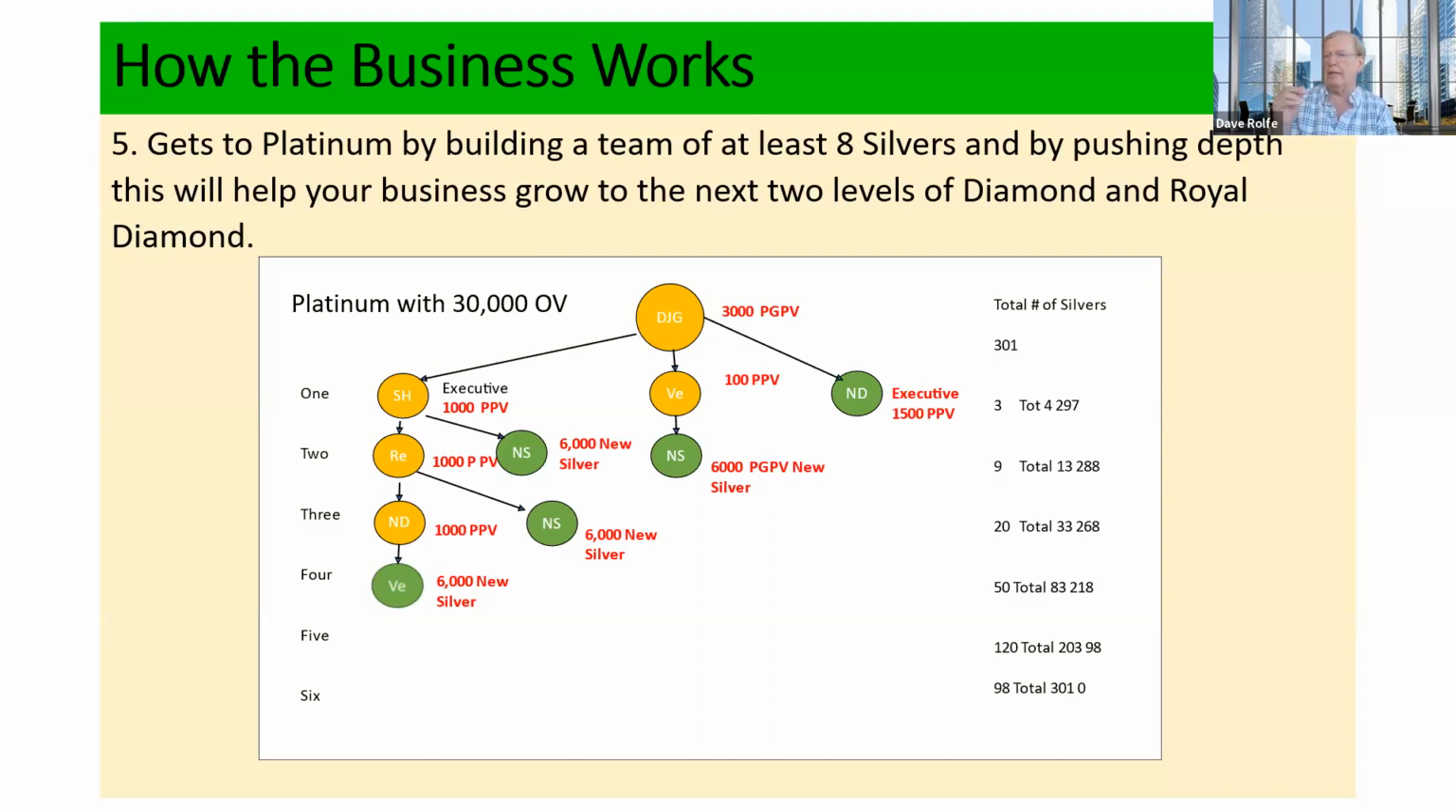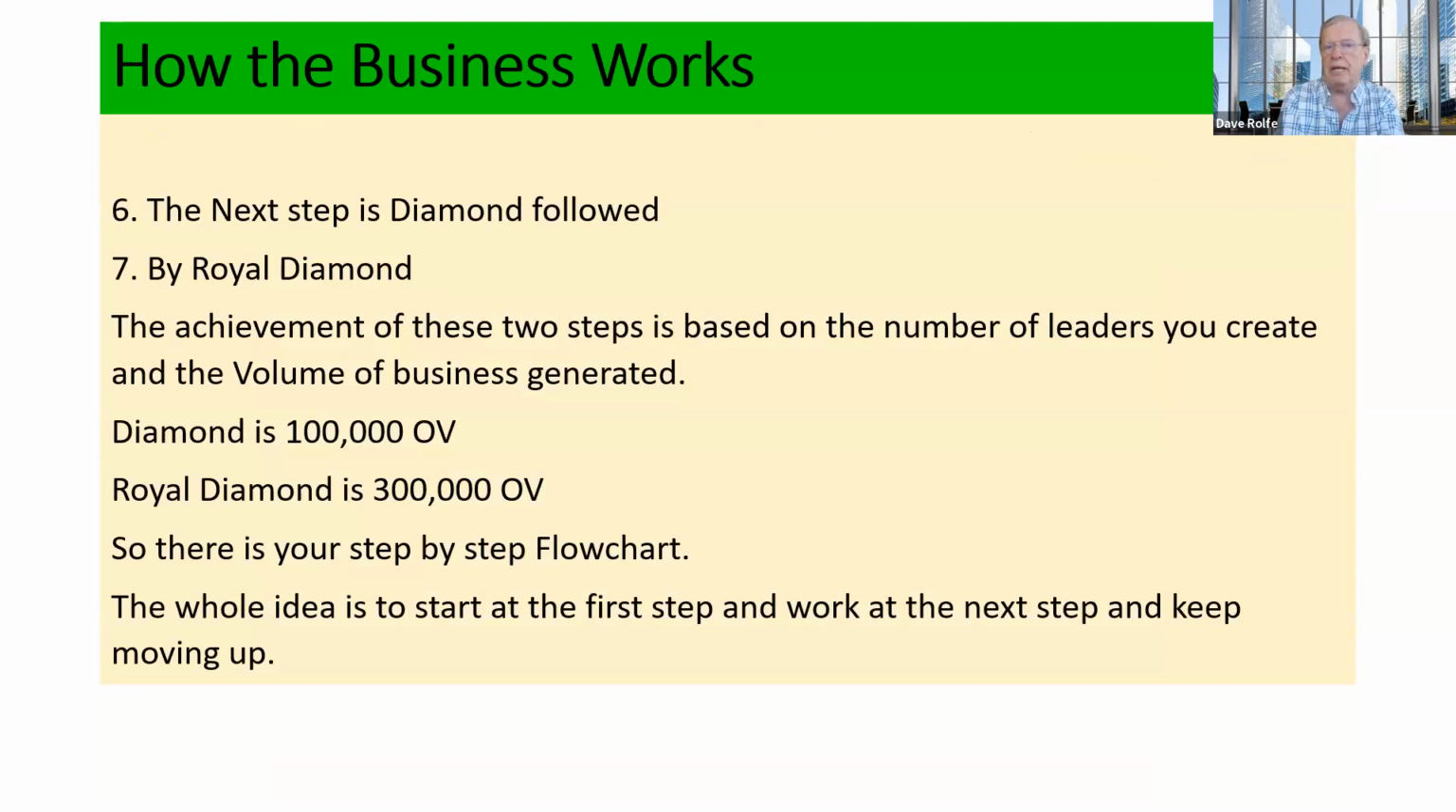Now, one of the important aspects of this is to keep looking forward. So obviously, what's the next step? It's for these new silvers to create silvers. It's for the new distributor to become a silver. It's for you to find somebody else, for you to help your people develop their teams. And that's what it does. And then you get to the next 2 levels, diamond and royal diamond. After platinum is diamond, followed by royal diamond.